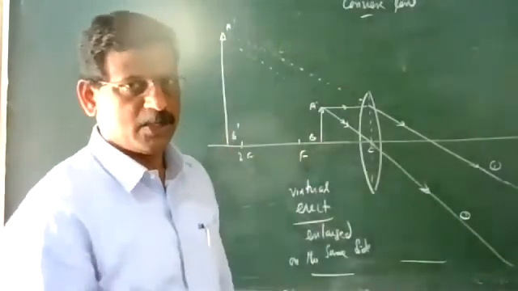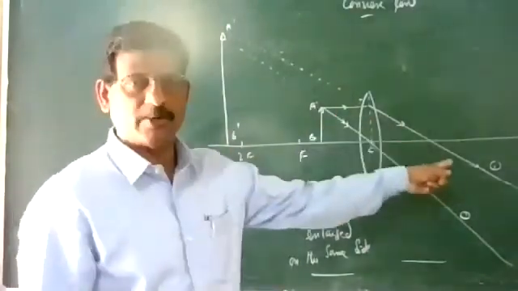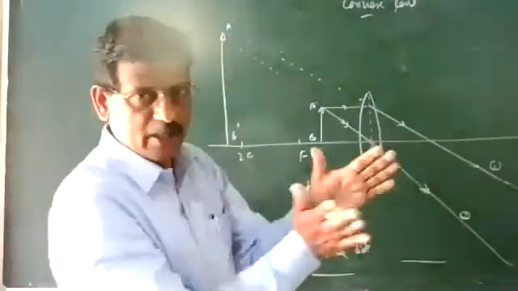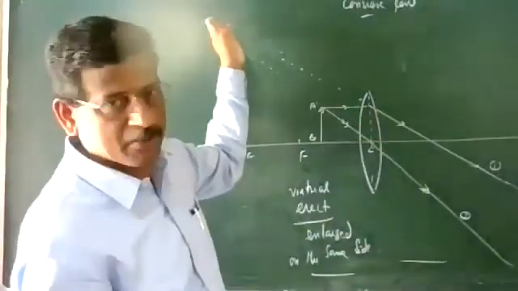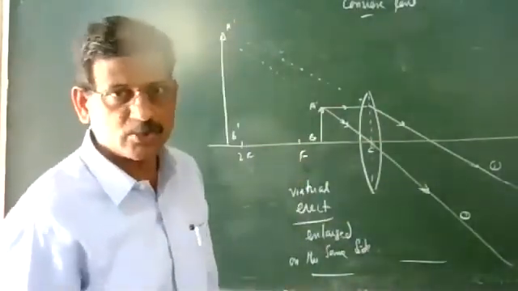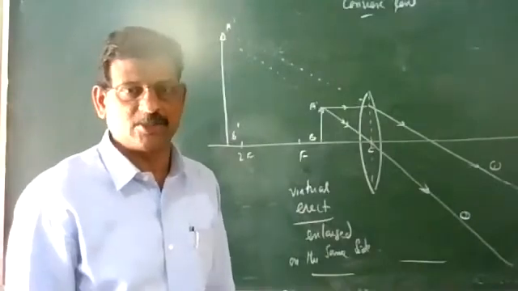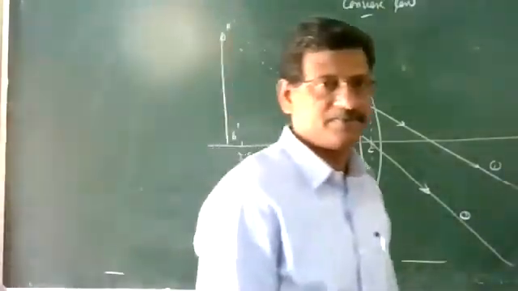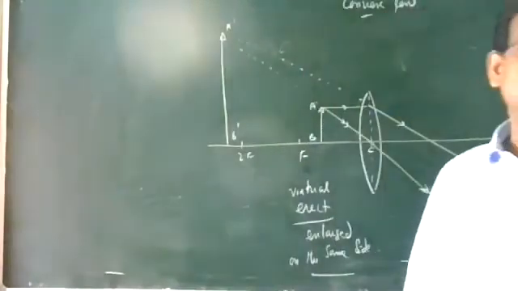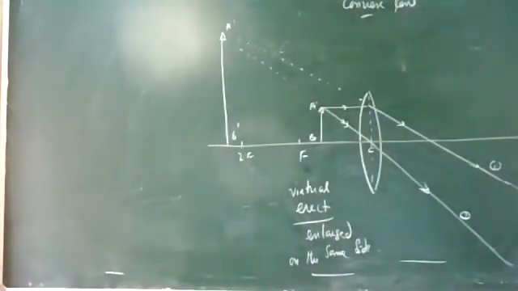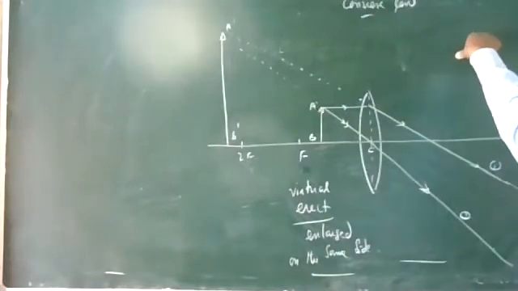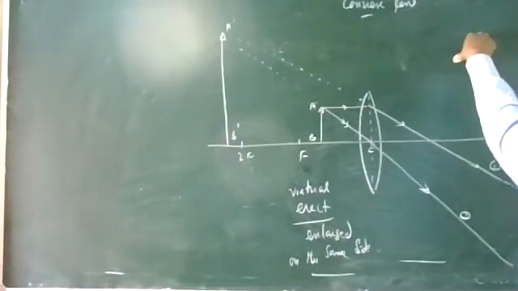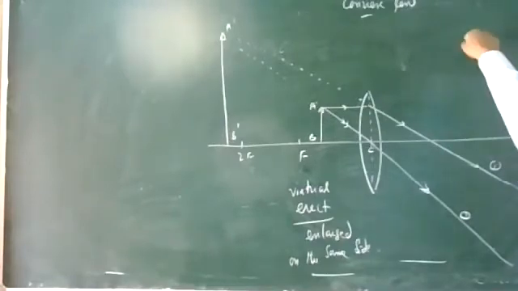So all of you should complete this diagram. One ray parallel to the axis passes through the focus, the other through the center. They are diverging and going, so we have to come back from the point here, A dash. So we are getting a virtual, erect, magnified or enlarged image on the same side. This diagram is very important, and we use this diagram for our simple microscope. Exact same diagram. In optical instruments, the first topic is simple microscope. We use this diagram.